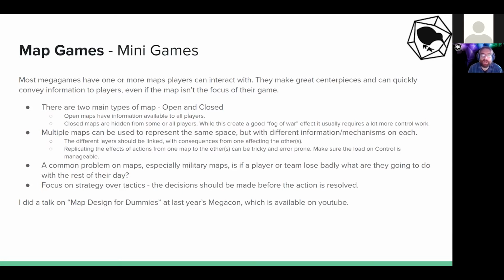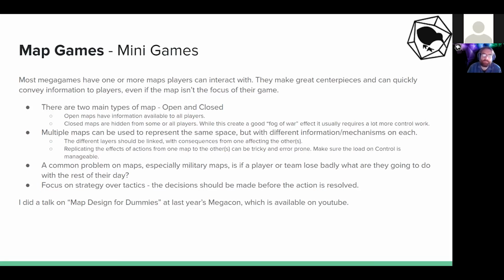Closed maps have hidden information. So maybe you'd have two maps and one of them isn't available to all the players, or maybe only control will get to see the true map, things like that. So these can make nice, interesting fog of war effects. They can make asymmetrical play and control the flow of information, that sort of thing, but it's a lot of control work. So if you do it, you need to be aware that your design needs a phase where control are doing the map updates.